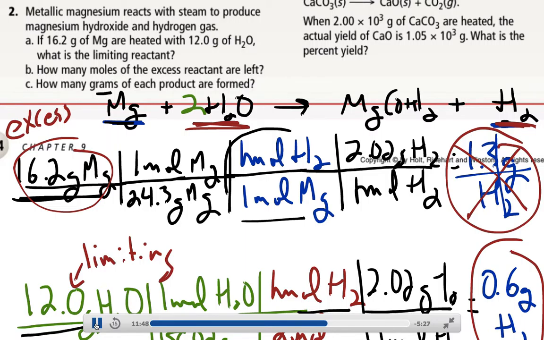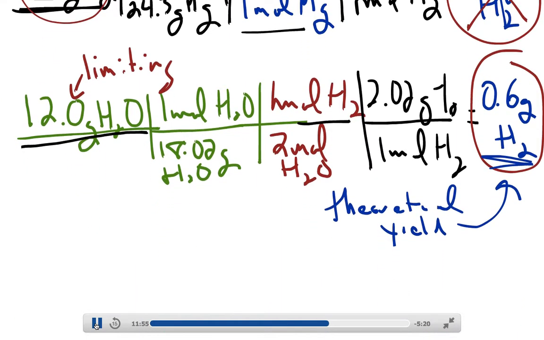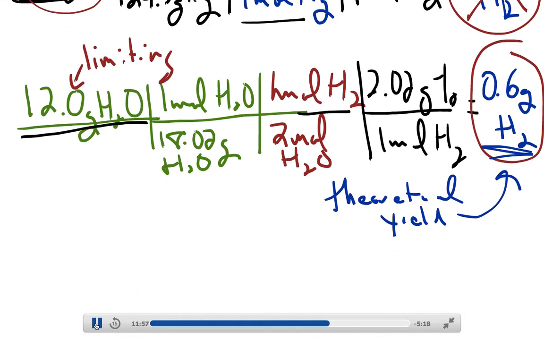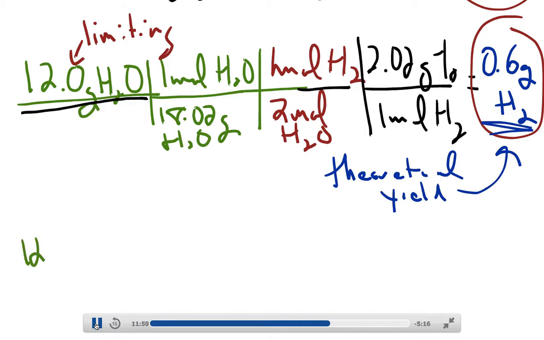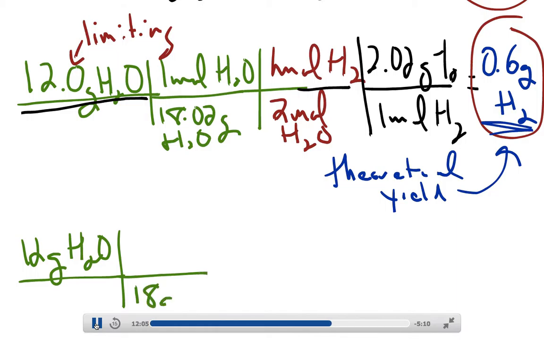Now let's see if we can answer the second part. So we answered A. B says, how many moles of excess reagent are left? Again, how I'm going to do this is I'm going to take my limiting reagent now because I know that value is correct. So I know that I have 12 grams of water, and that's my limiting reagent. I'm going to convert it into moles so I can compare it to something. 18 grams, sorry, I'm rounding a little bit, is 1 mole of water.